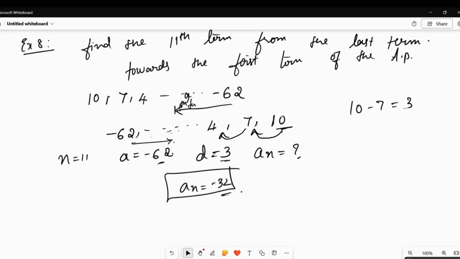The other way is keep the AP itself like that. But for the 11th term from the last, you should calculate which term it comes from the first. Understood? From the last, if it is 11, from the first, which term it will come, you have to calculate. Find that N value, then put the value and find. You can do that. So I think this is easier to do.